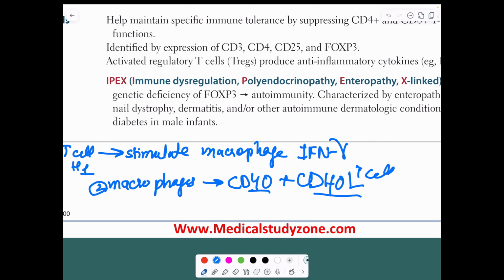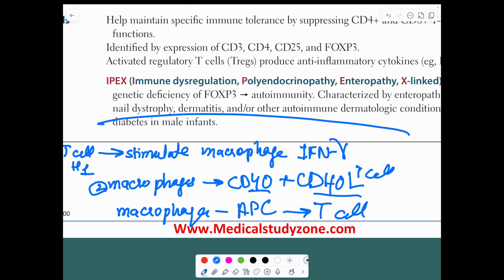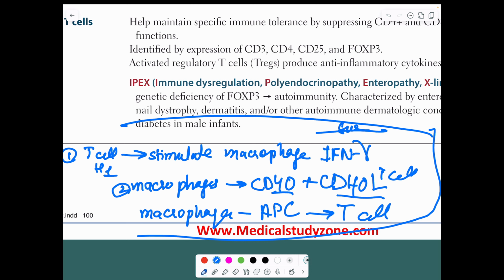And secondly, the macrophages also act as antigen presenting cells and activate the T cell. This is all of it, a summary of that paragraph: how the T cell and macrophages are going to interact. The T cell is going to stimulate macrophages by interferon gamma, and macrophage and T cell interaction is also done by CD40 and CD40 ligand, and macrophages also act as antigen presenting cells and activate T cells.